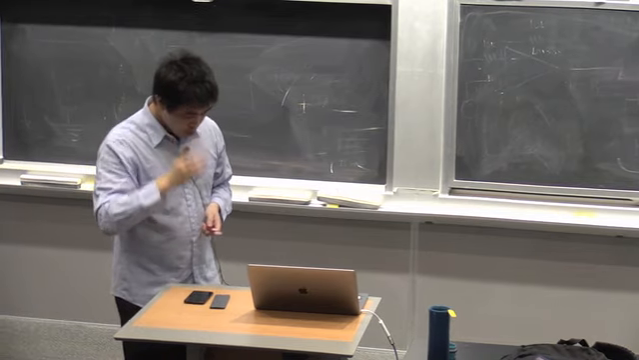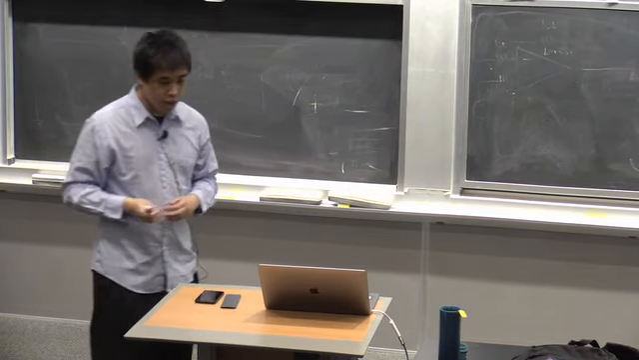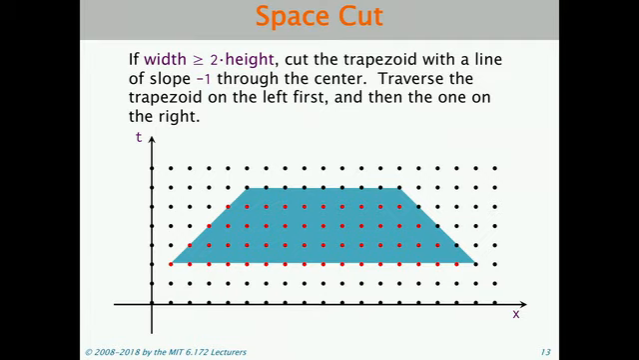So here's one of the recursive cases. It turns out that we're going to have two different types of cuts. The first cut is called a space cut. So I'm going to do a space cut if the width of the trapezoid is greater than or equal to twice the height. This means that the trapezoid is too wide, and I'm going to cut it vertically. More specifically, I'm going to cut it with a line with slope -1 going through the center of the trapezoid. And then I'm going to traverse the trapezoid on the left side first, and then after I'm done with that, traverse the trapezoid on the right side.